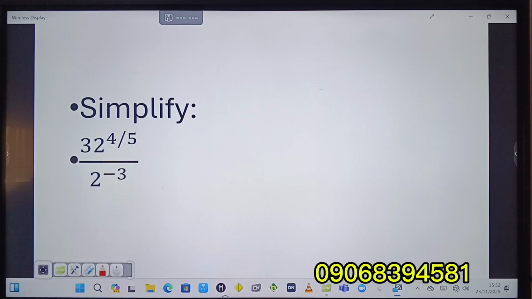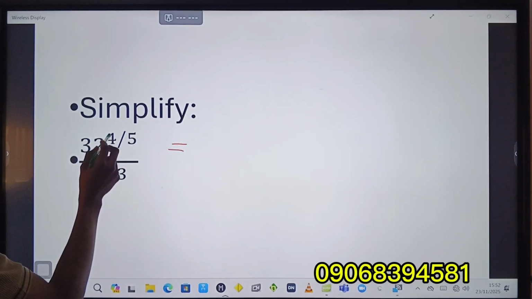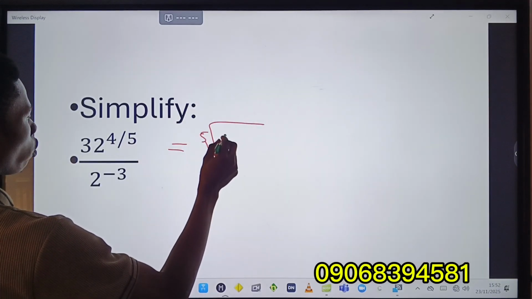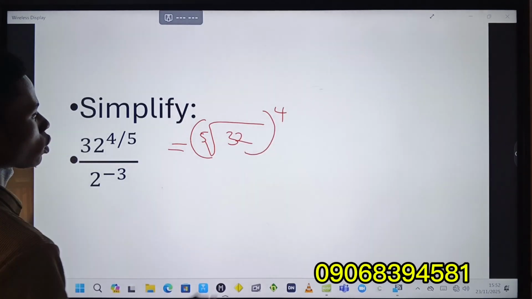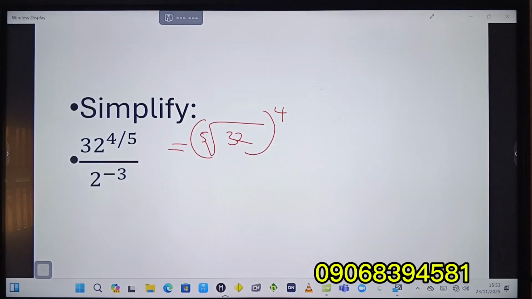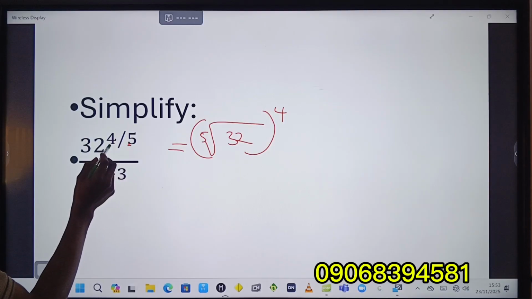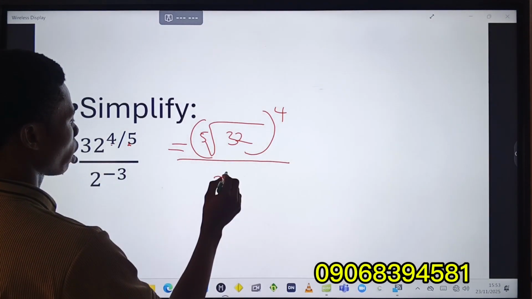Alright, now this one you have to pay great attention. Simplify this. It's similar to what we've been doing. 32 raised to power 4 over 5 means fifth root of 32 all raised to power 4. That's what it means, because I told you the denominator becomes the root, the numerator becomes the power. All over 2 raised to power minus 3.